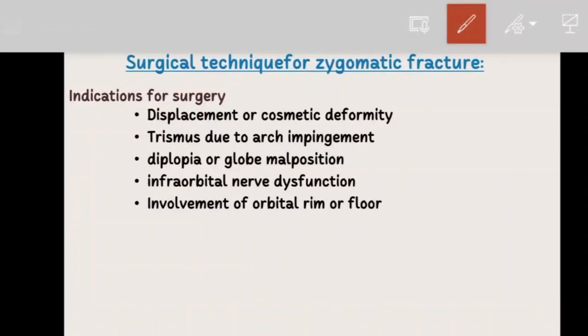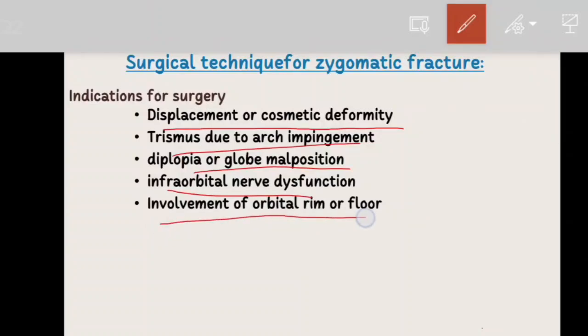Now the surgical technique for the zygomatic fracture. The management depends on the displacement. There are two main types, that is closed reduction and open reduction and internal fixation. So we will see the indications for surgery. It is needed with displacement causing cosmetic deformity, trismus due to arch impingement, diplopia or globe malposition, infraorbital nerve dysfunction, or involvement of the orbital rim or the floor. So we may need surgery.